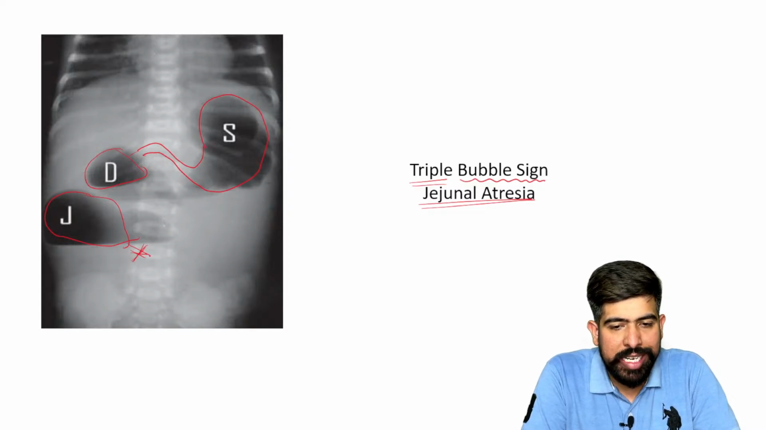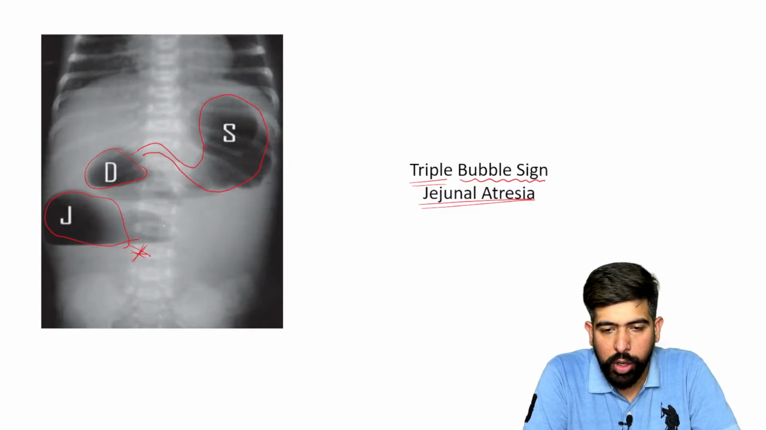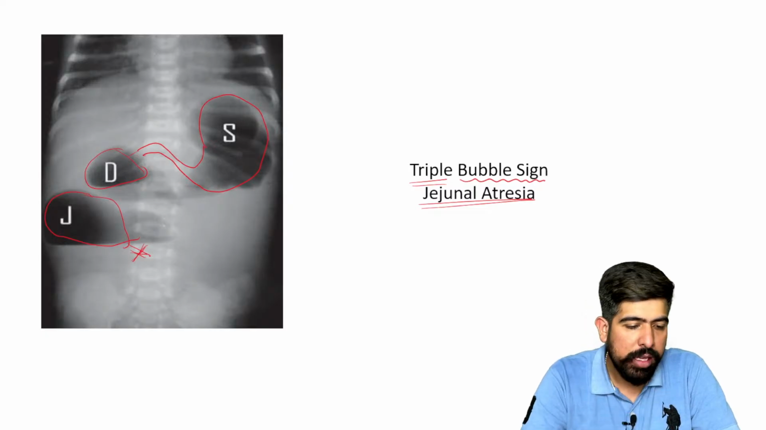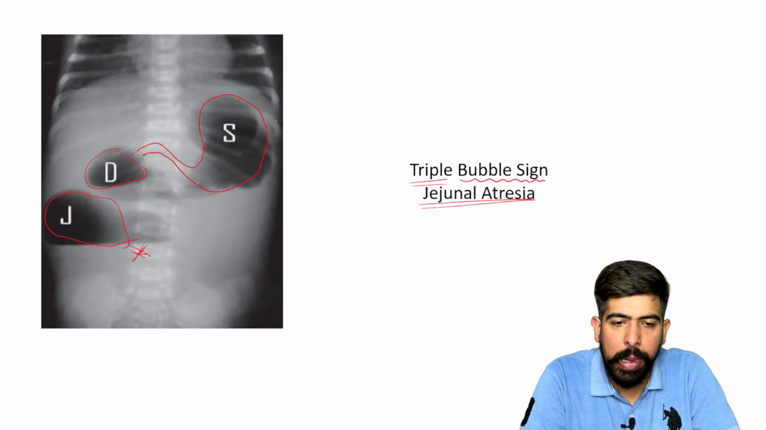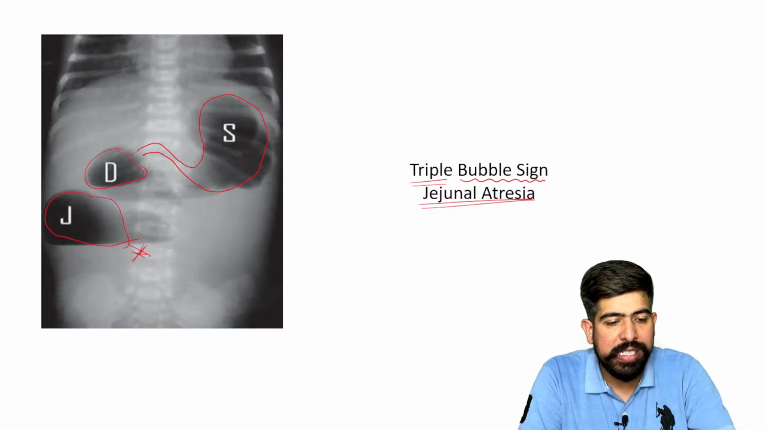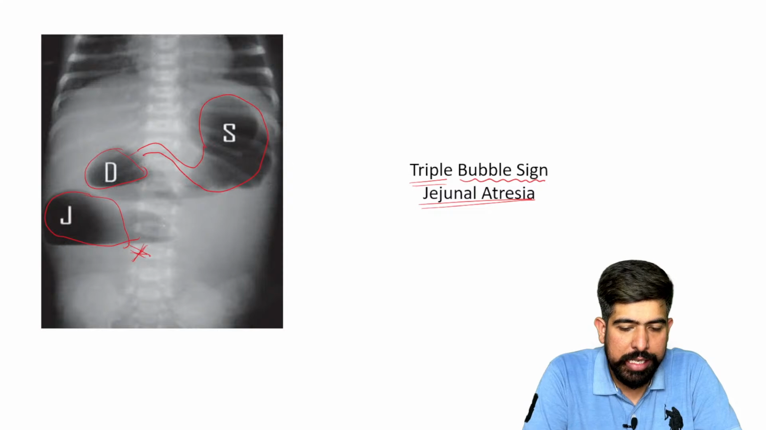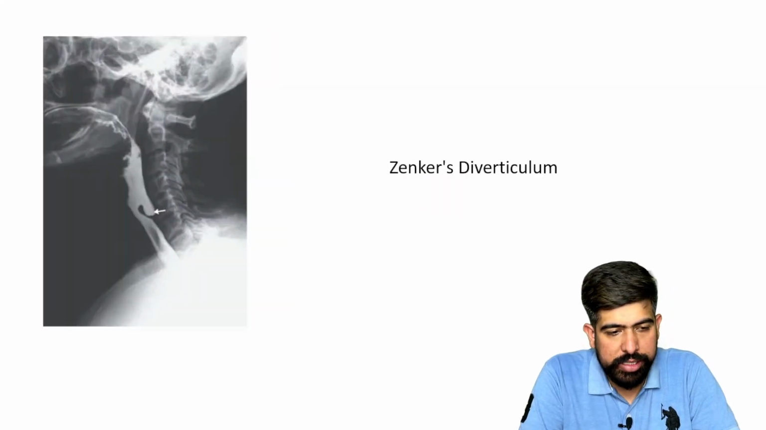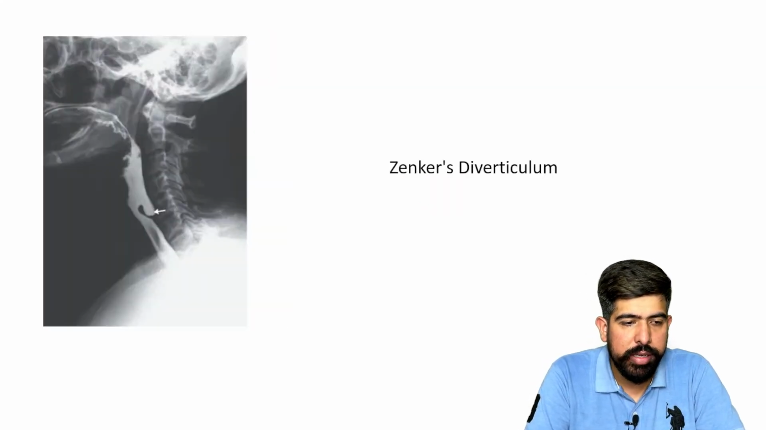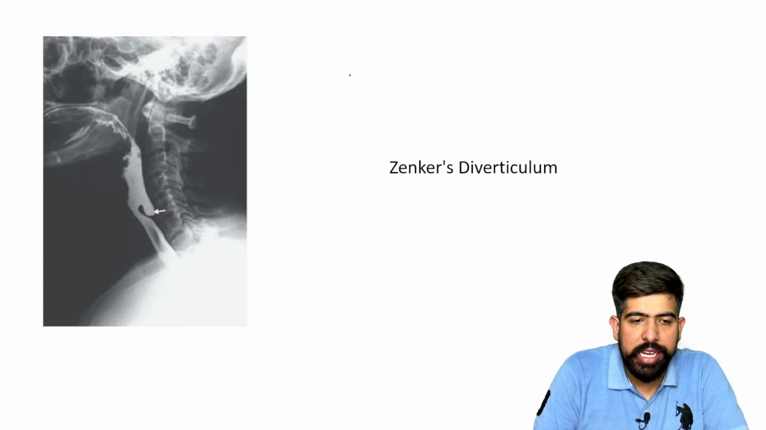Now you can identify by seeing these radiological X-ray images: the single bubble sign, double bubble, and the triple bubble also, right? I hope it's now easy. Okay, let's move forward. Next, you can see over there, this is the barium swallow.